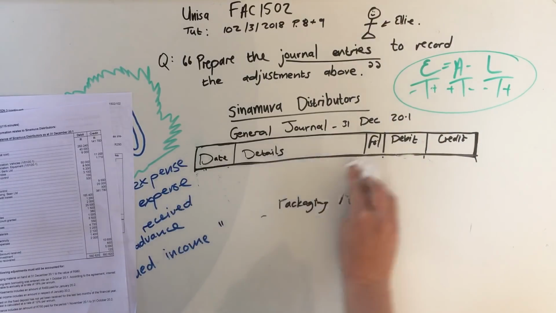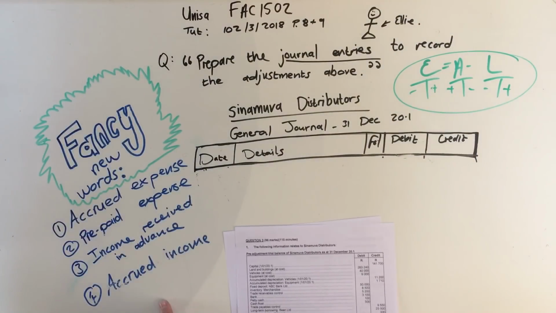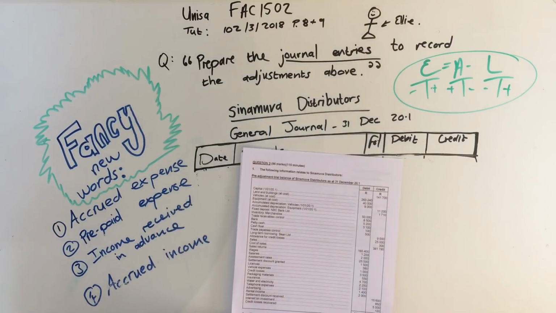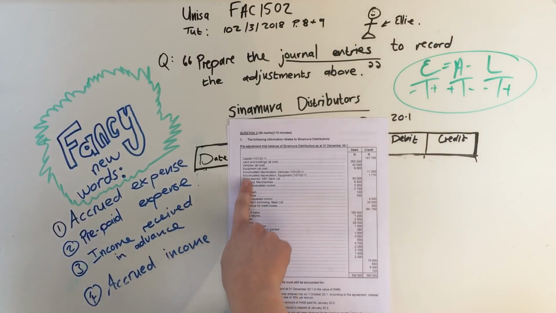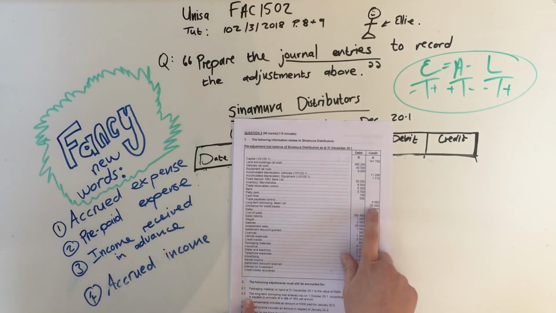With the journal entries, we are going to refer to our fancy new word list quite often. This really helps. In fact, we're going to use it now with the second question. The second question says, the long-term borrowings was entered into on 1 October 21. Long-term borrowings, so let's go find that one. It's here at the top somewhere. Long-term borrowings, 25,000 Rand.